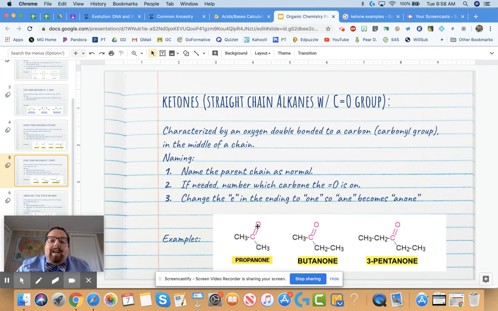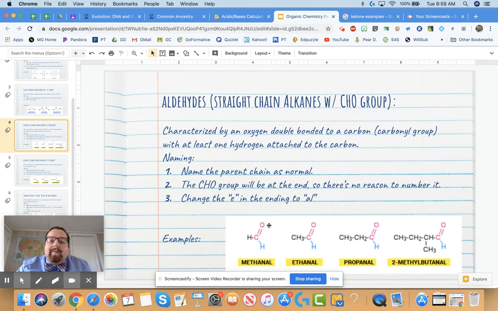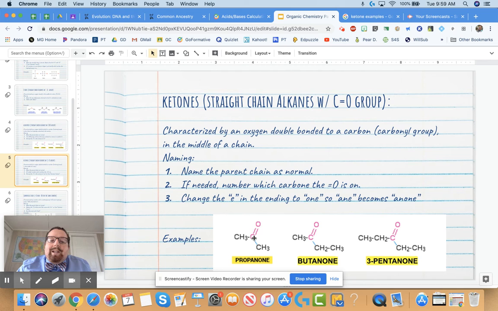Ketone groups are never at the end, because that would make it an aldehyde. If it's at the end, it's an aldehyde because there's an H. This one doesn't have an H on the carbon. It's a carbon with two other carbons and then a double bonded O. So we don't have to specify it if there's only one choice.